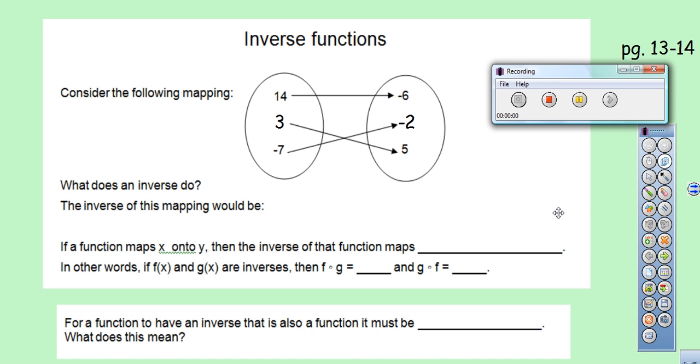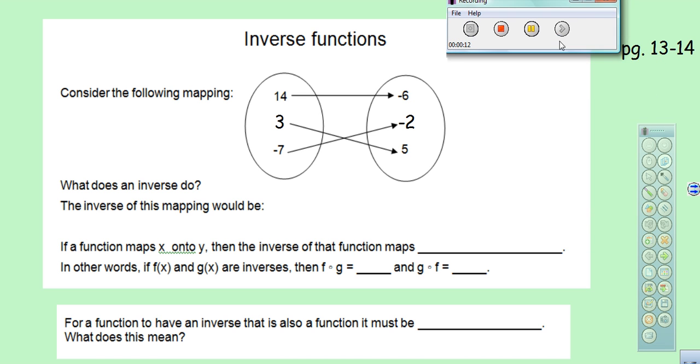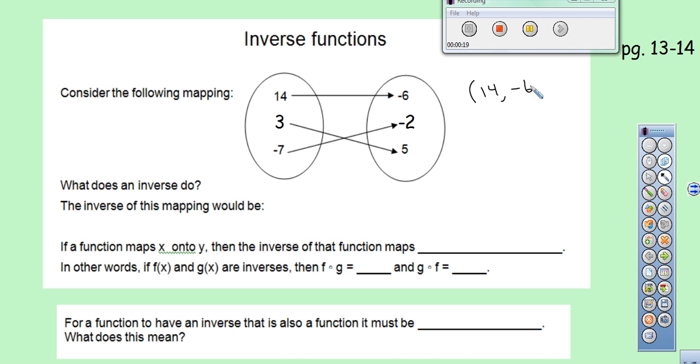Alright, so up to this point we've looked at inverse functions and we've looked at mappings where we had 14, negative 6, and that gave us an ordered pair. So we could talk about ordered pairs and say that we had 14 comma negative 6, and we could call that f of x. And then we had f inverse of x, and to find that inverse we just switched the x and the y. So that was when we had a mapping.